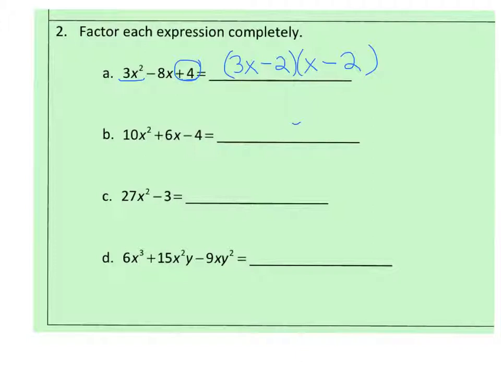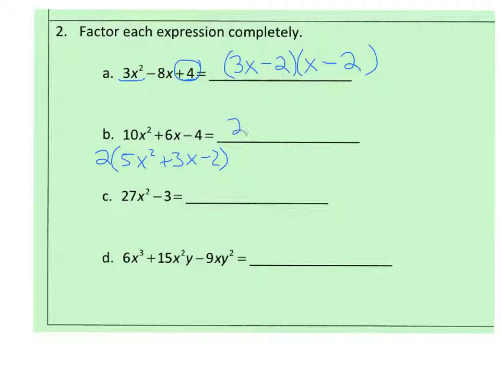And then the next one has a greatest common factor, so we need to factor that out. All of these terms are divisible by 2, so I can factor out a 2 first. And I get 5x squared plus 3x minus 2. And then I factor that into two binomials.